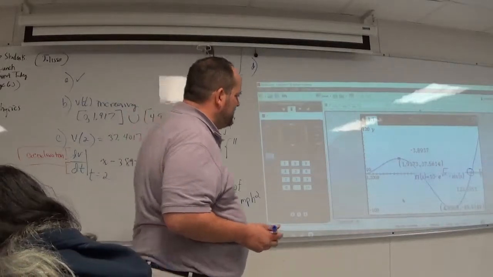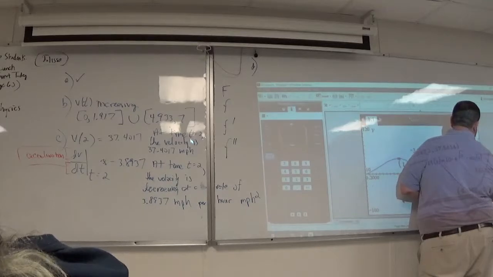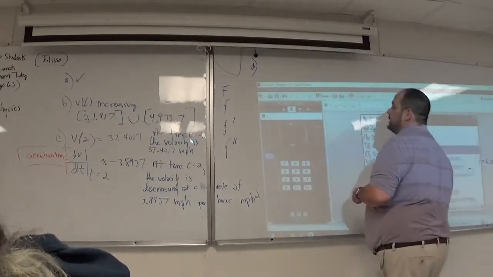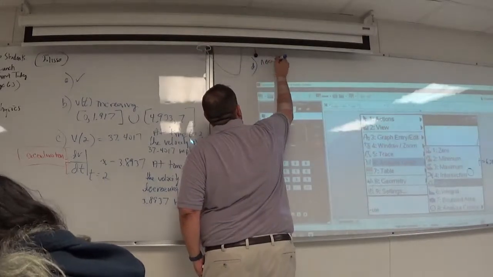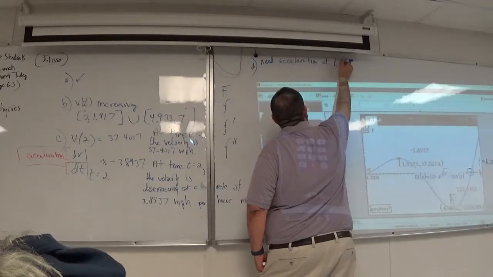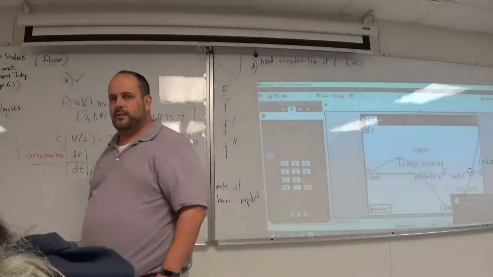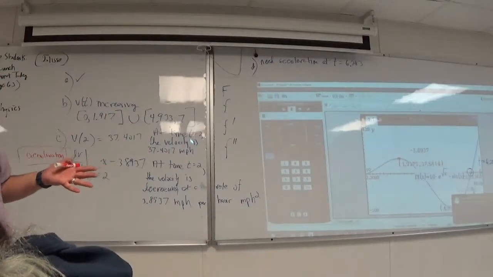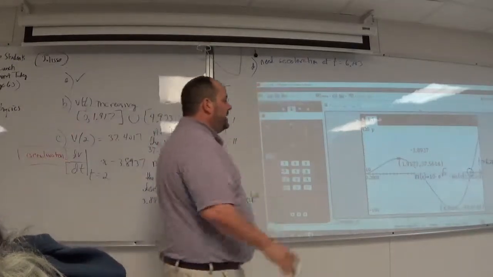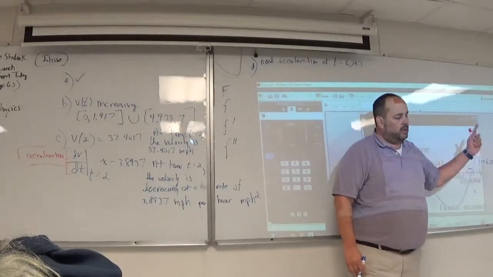So did we figure out what that time is? 6.28. I need one more decimal place. 6.283. So I need the acceleration at t equals 6.283. Well, how are we going to get the acceleration at 6.283? Acceleration is the derivative of the velocity. So all I'm asking for, Diego, is what's the derivative at this particular point? Go get it for me.